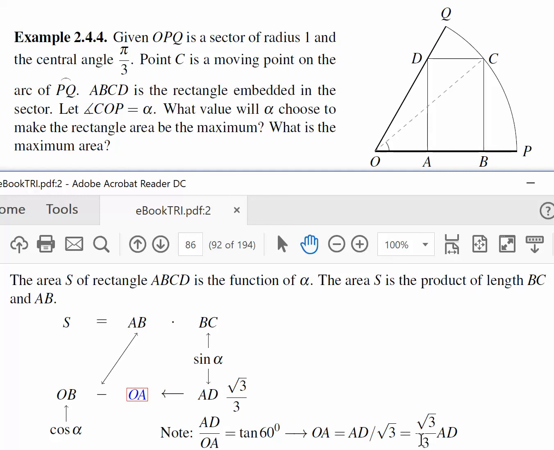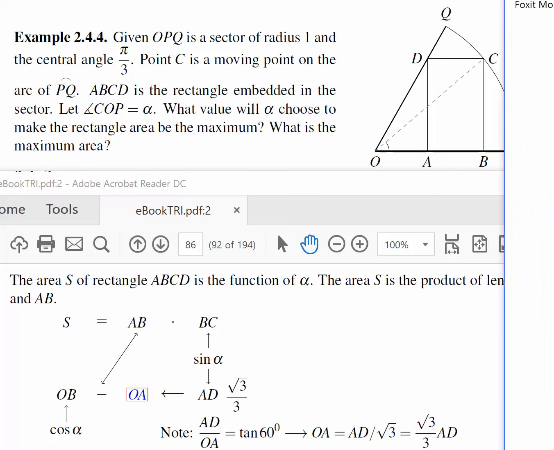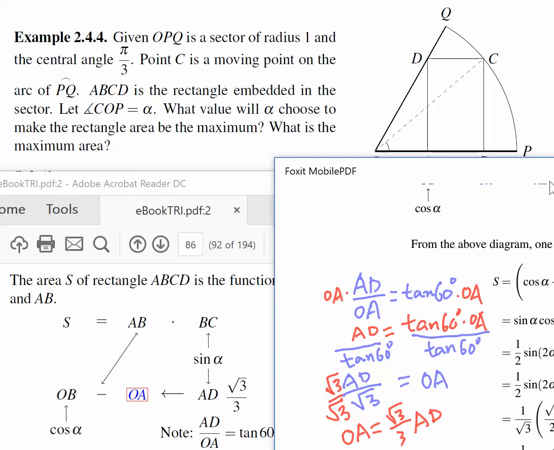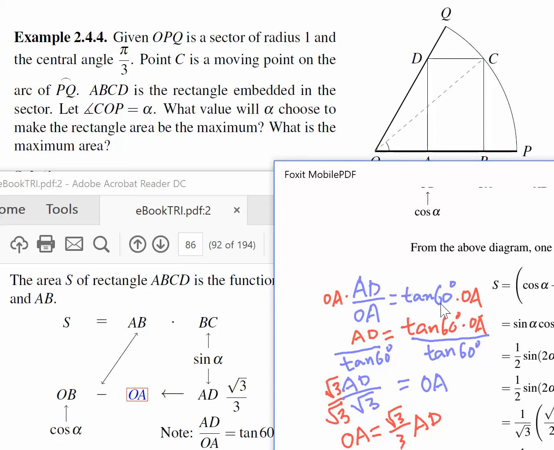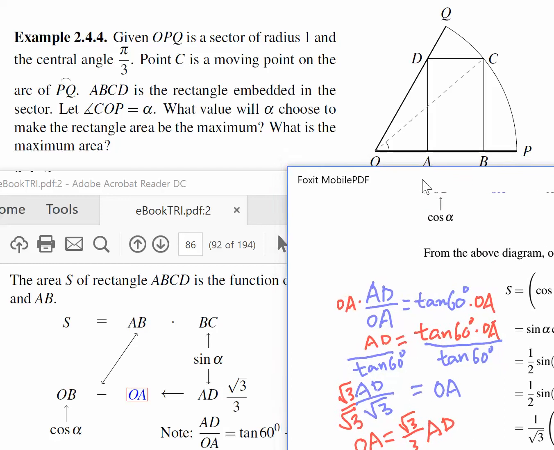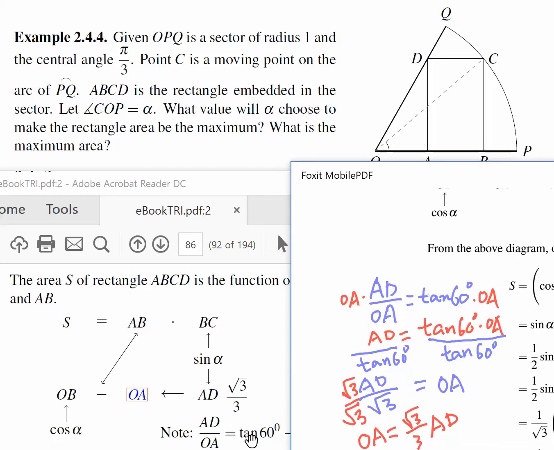So basically what we get here is OA equals AD times radical 3 over 3. I have written that the reason is AD over OA is tangent 60 degrees, and then eventually we'll have OA equals radical 3 over 3 times AD. You may pause it right here and study a little bit of algebra here. Quite easy. Pause the video and see why.